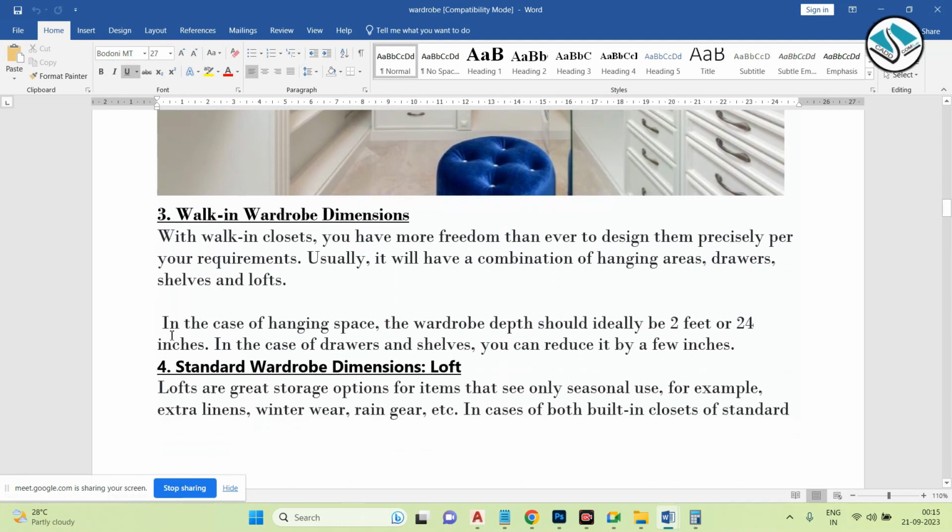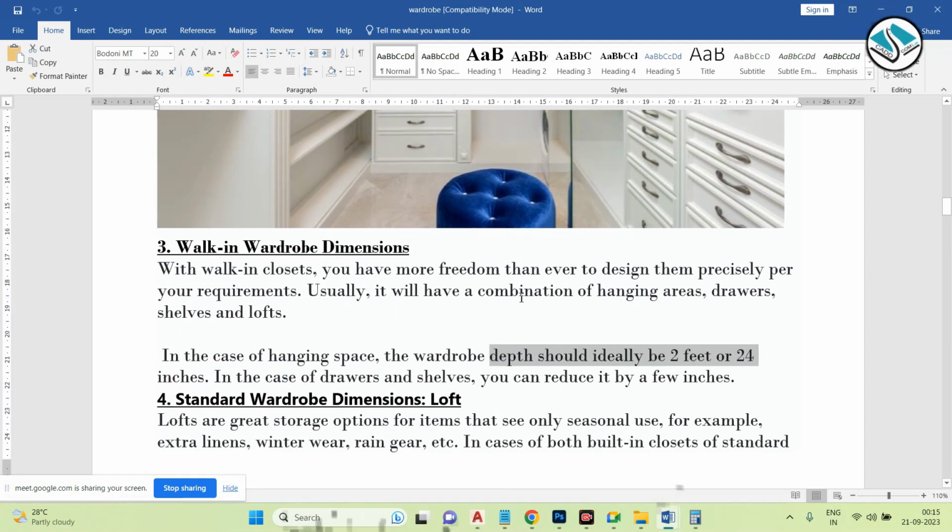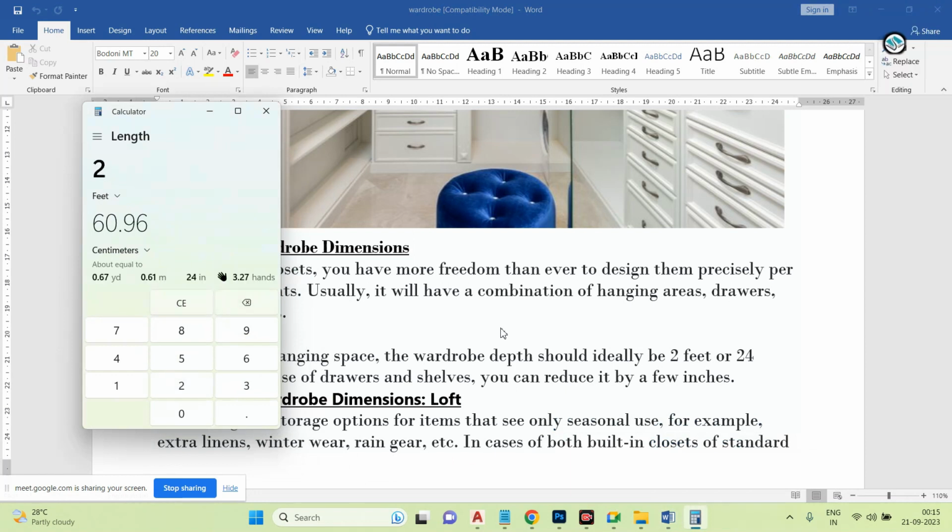Walk-in wardrobe dimensions standard should ideally be 2 feet or 24 inches depth. They are talking about the depth of the walk-in wardrobe dimensions. Depth should be 2 feet, and 2 feet in centimeter is around 60. We have discussed this point before. The standard depth of the wardrobe is 60 centimeter. It is a common depth. You can take this depth in any wardrobe size.